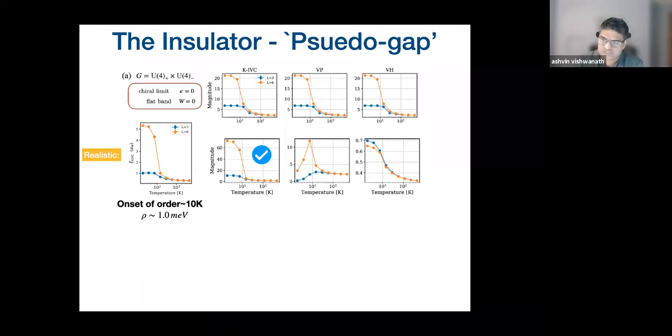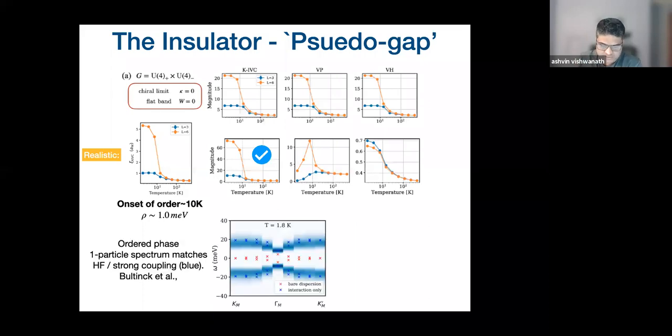Okay, so now you can ask, what does the gap look like? Naively, one would think that if you're below about 10 Kelvin, where the order is established, it would look gapped. It would look like the zero temperature ground state. If you're above that temperature, it should revert to the semi-metal, and you should have just thermal broadening of that semi-metal, but that's not what you see.